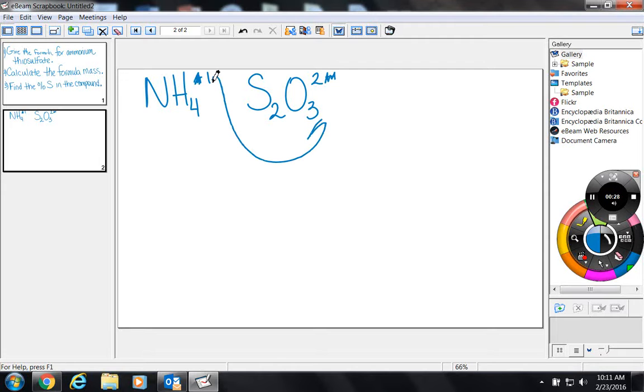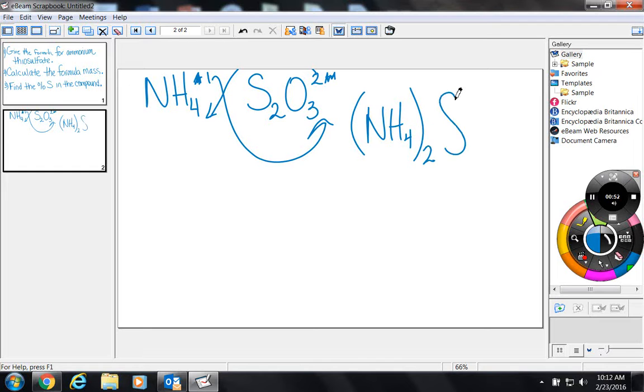We're going to move the imaginary 1 over there. We don't write it when we write a compound. We don't write a 1. We're going to take the 2 and move it over here. But I can't put the 2 right by the 4. I can't put 2 subscripts next to each other. So I have to put it in parentheses. Good job. So I have NH4 parentheses 2 S2O3. Are we okay there?